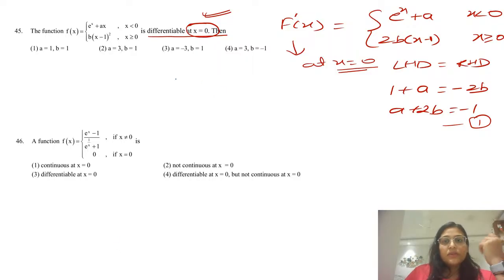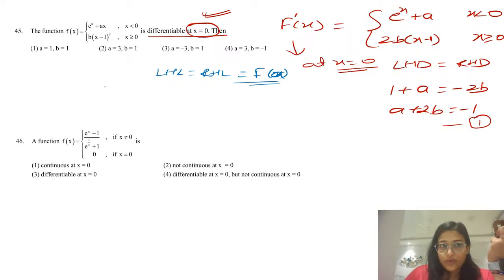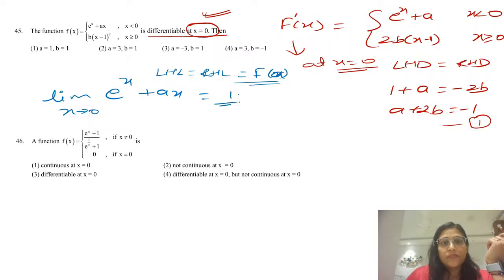If this function is differentiable, it must be continuous. And if it is continuous, then what is the condition for the continuity? LHL is equal to RHL is equal to f of x or f of a, if we are checking in the neighborhood of a, right? And here we have to check at a. So here limit x tends to 0, it will be what? E to the power x plus ax. That is nothing but the 1.